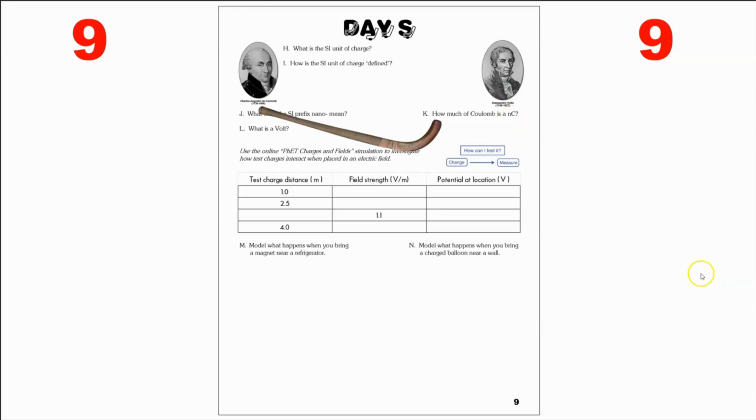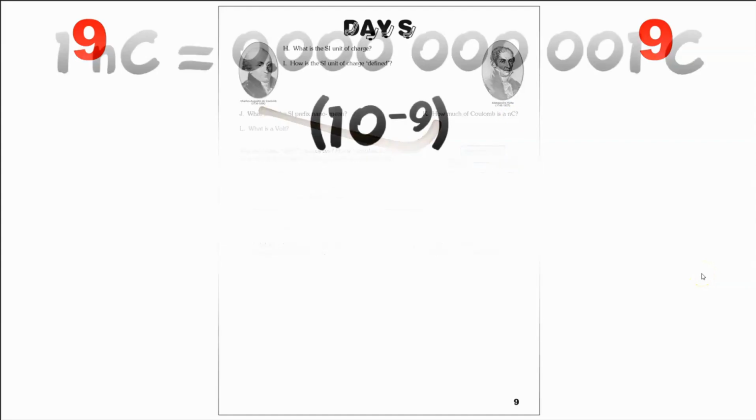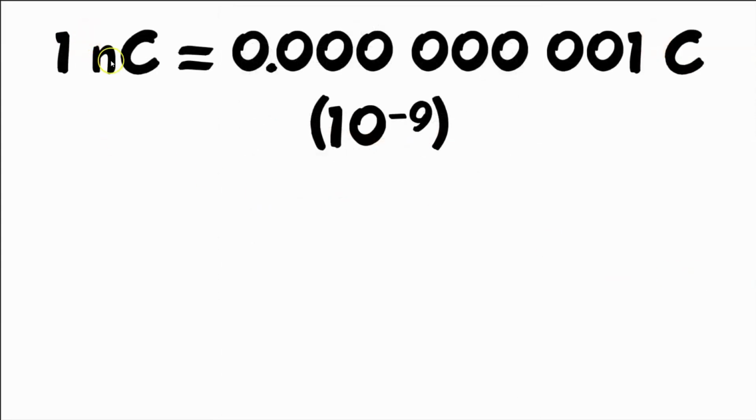Well, it's 1/1000th of a Coulomb. 1 nanocoulomb is 1/1000th. So there's your millionth, billionth of a Coulomb. And this amount is represented in scientific notation, a billionth, as 10 to the negative 9.